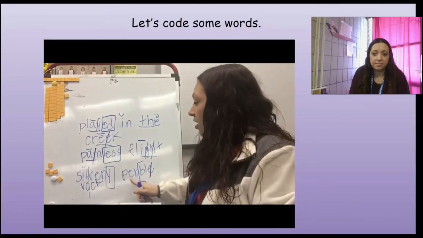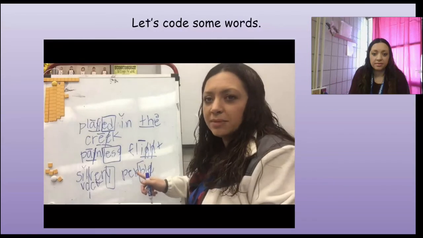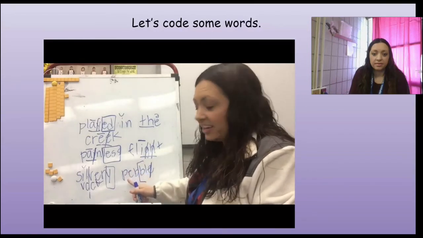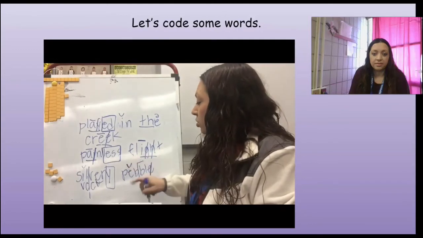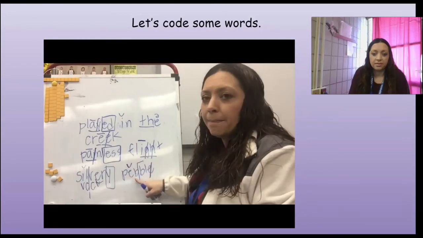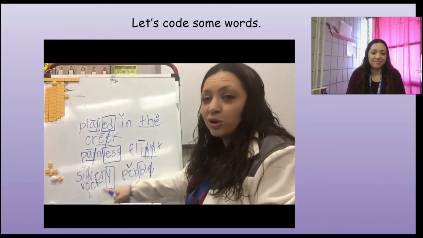And since it just says bull, I'm going to mark off that E because it's silent, okay? And then over here, now I just have P-E-B. So what's my vowel? E. Very good. It's in front of a B, which is a consonant, so it's going to be short. So p-eb, pebble, pebble. Very good. So silvery, pebble.